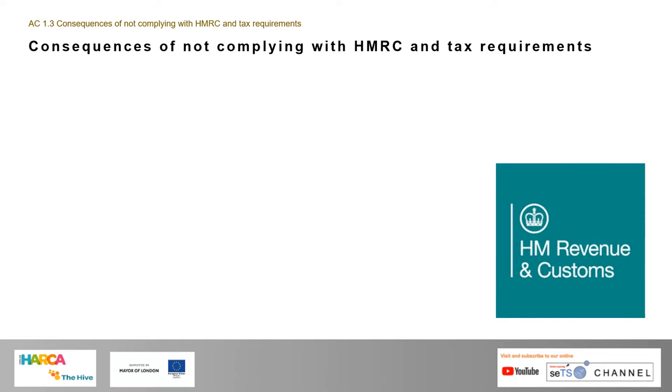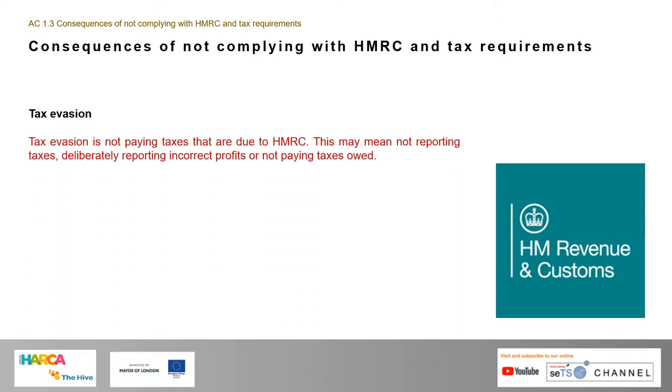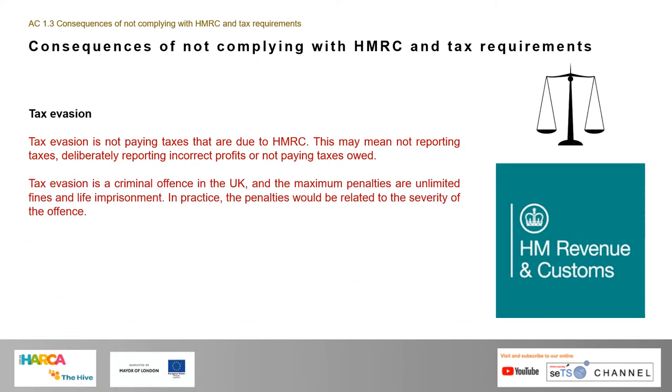Consequences of not complying with HMRC and tax requirements. Tax evasion. Tax evasion is not paying taxes that are due to HMRC. This may mean not reporting taxes, deliberately reporting incorrect profits, or not paying taxes owed. Tax evasion is a criminal offence in the United Kingdom, and the maximum penalties are unlimited fines and life imprisonment. In practice, the penalties would be related to the severity of the offence.